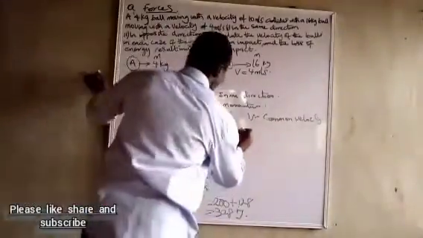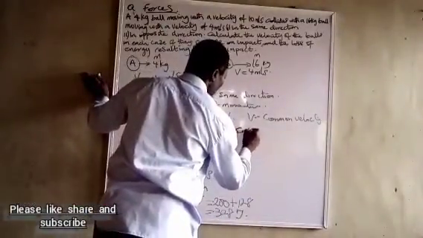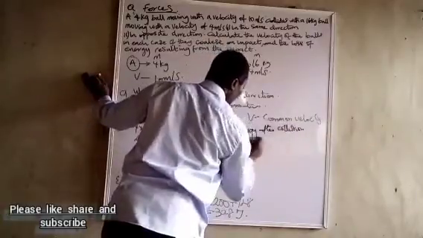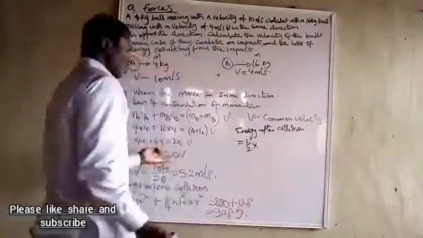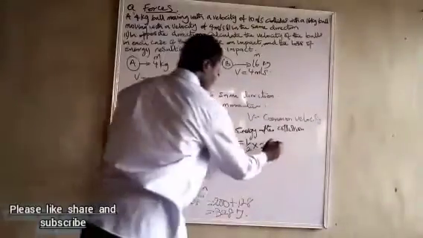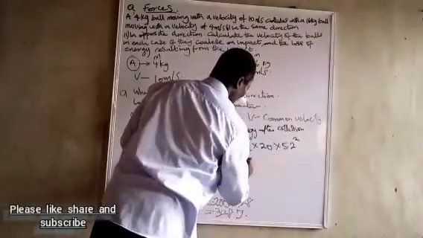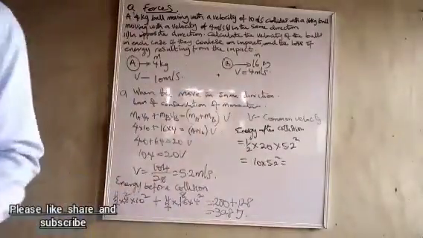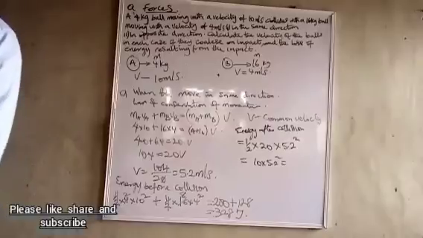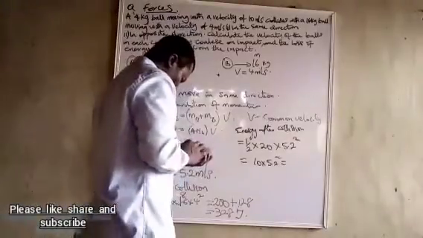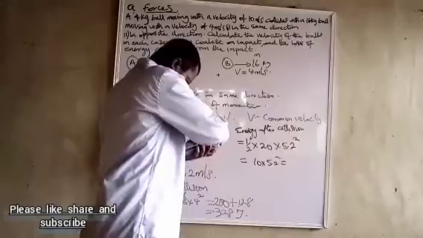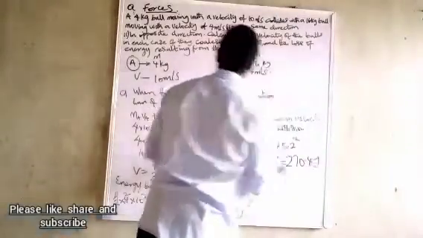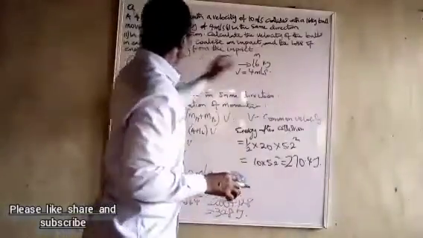So now energy after impact. Energy after collision is equal to half times what is the common mass? 20. What is the common velocity? 5.2 squared. And that is 10 times 5.2 squared. That will give me 270.4 joules. And we are asked, in each case, the loss of energy resulting.